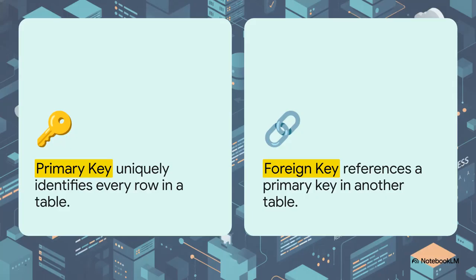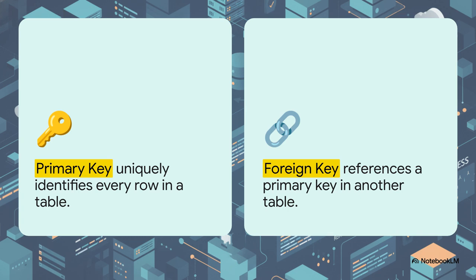But what actually makes one row different from another? That's where keys come into play. A primary key uniquely identifies every single row in a table. Think about it. Even if 2 users are named Alice, their IDs are going to be completely unique. Then on the flip side, we have foreign keys. A foreign key is just a column in one table that references a primary key in another table.